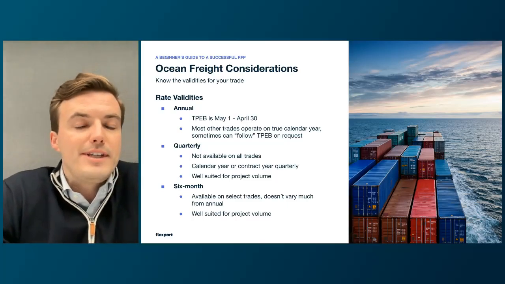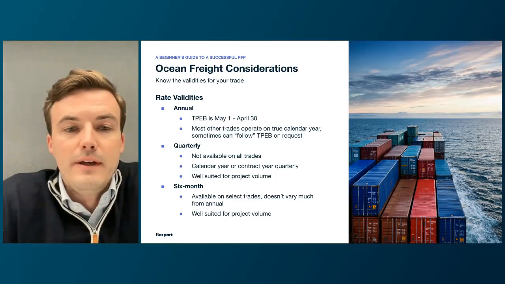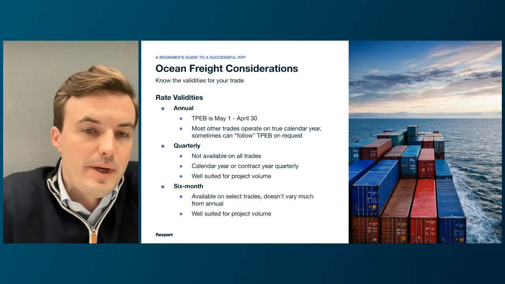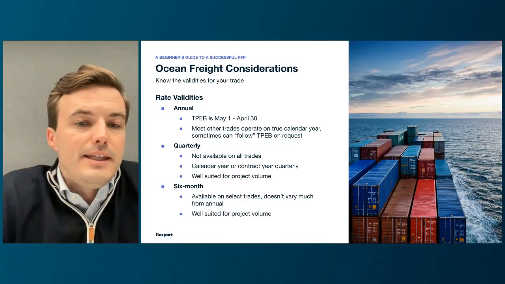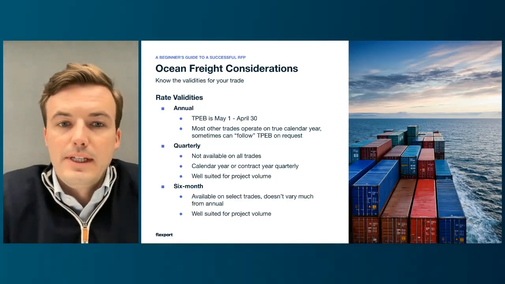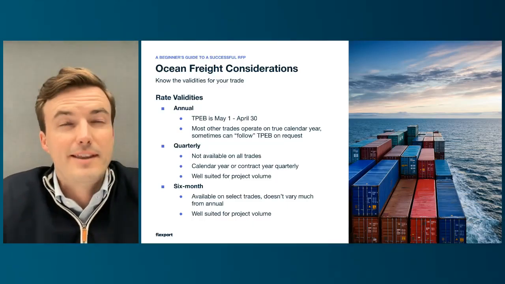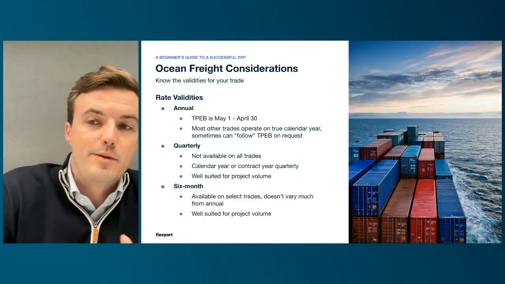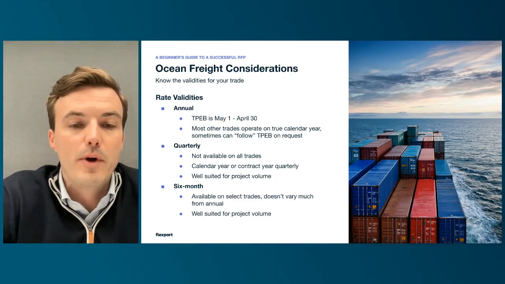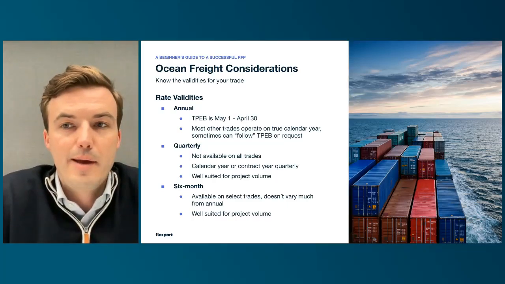All right, so as far as annual rates, Gary made mention of this earlier, but for the Trans-Pacific eastbound, so Asia to the US and Canada, the rate validity is May 1st to April 30th. That means that the rate negotiation period is really just about to start. March is really like the main month for rate negotiations to happen.